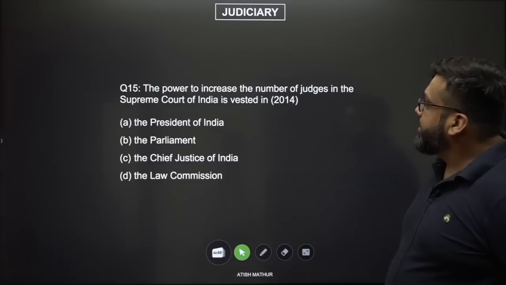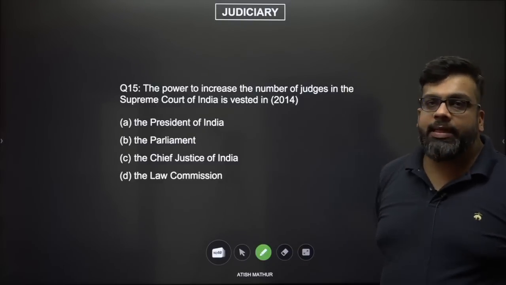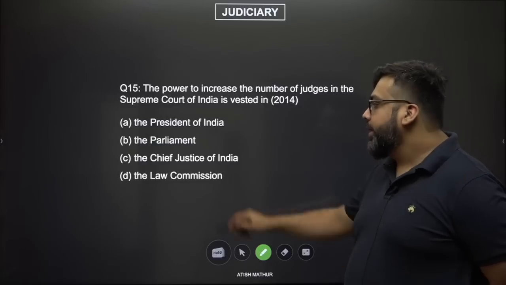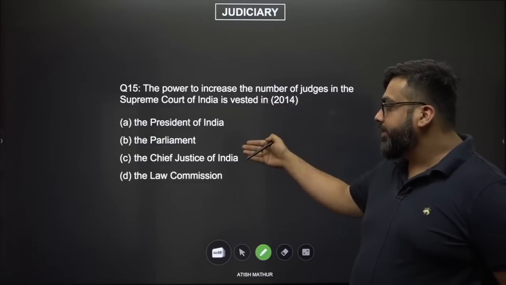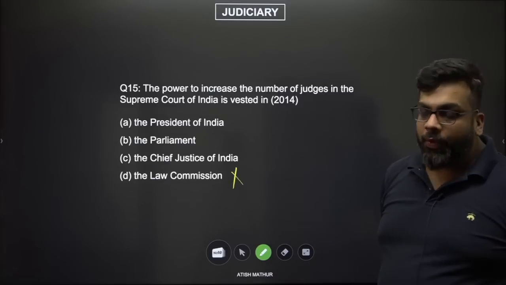The power to increase the number of judges in the Supreme Court is vested in the what? Recently increased the number of Supreme Court judges. The options are the President, the Parliament, Chief Justice, or the Law Commission. The Law Commission is a recommendatory body. No.